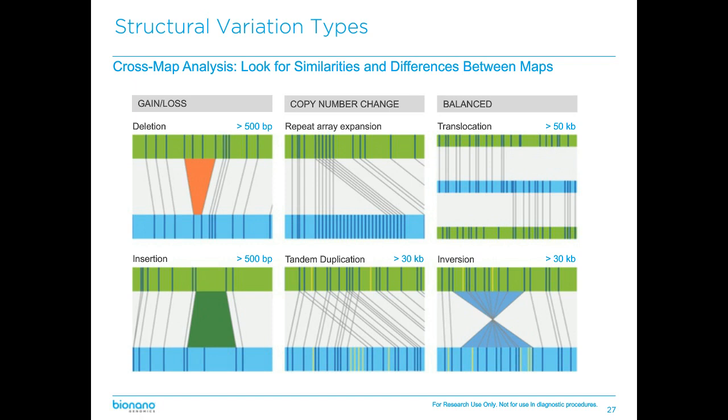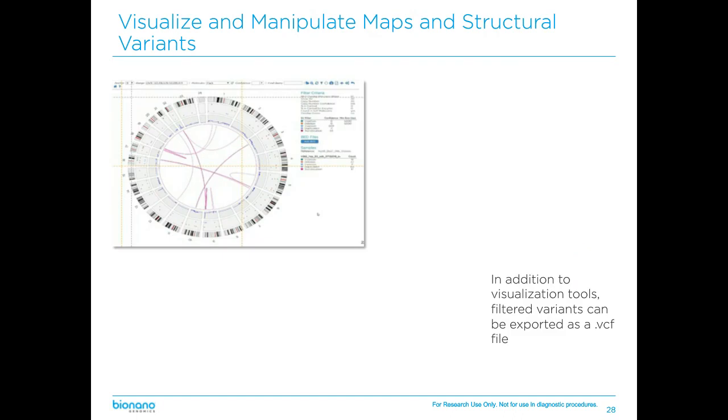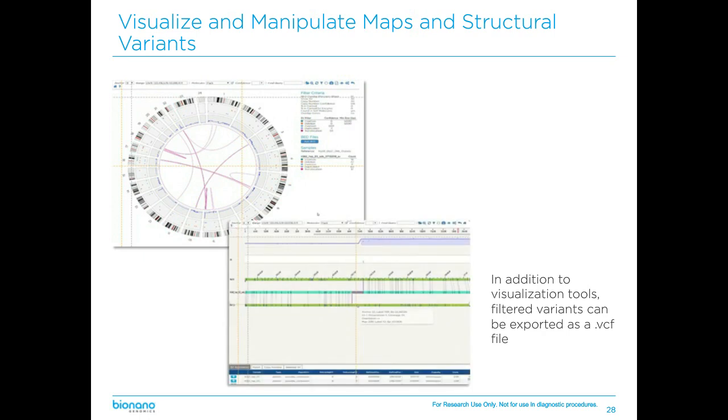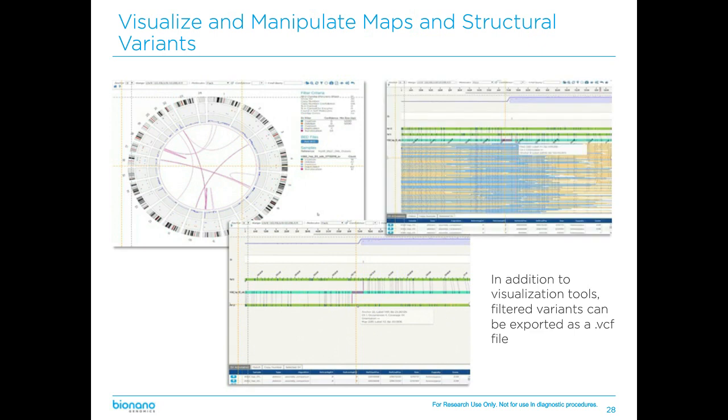We can look at repeat arrays. We can detect tandem duplications, direct or inverted. We detect translocations, balanced or unbalanced, and inversions as well. And when we show you the genome in a circos plot just like that, you can simply click on any of the structural variants that you find to zoom in into the maps. Here's a translocation, and now you can even see the molecules that support that call. But all of this gets exported as a standard VCF file that you can analyze however you want.